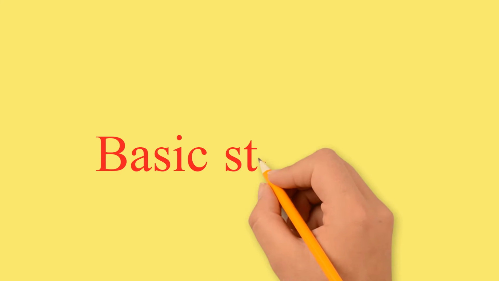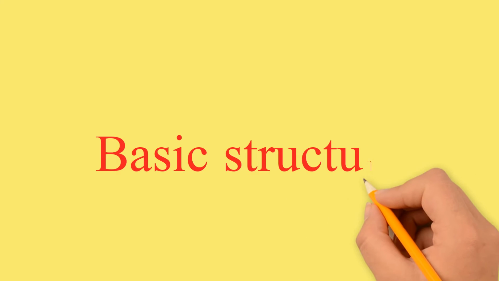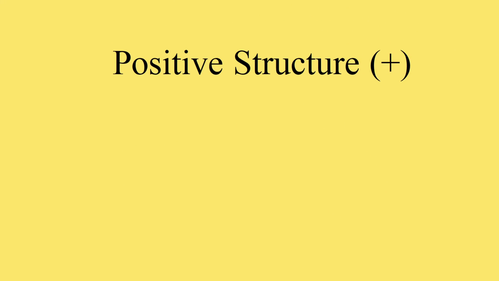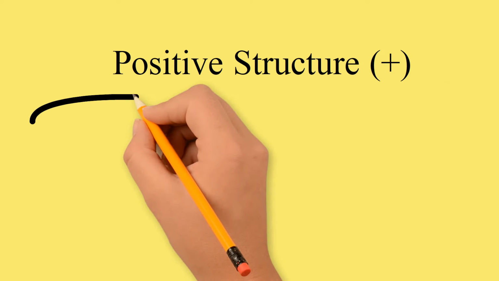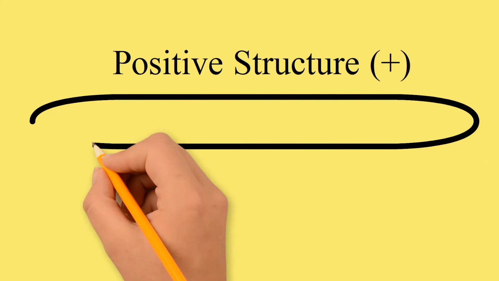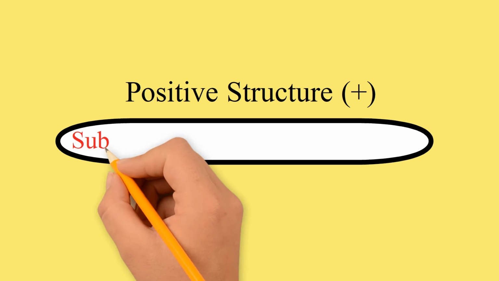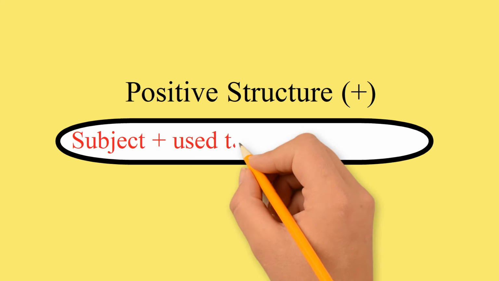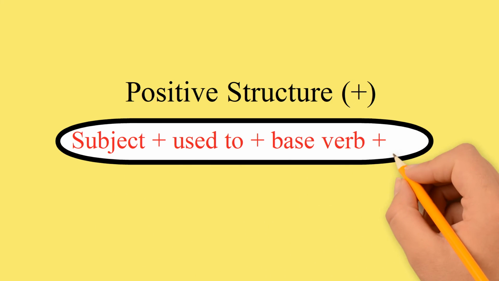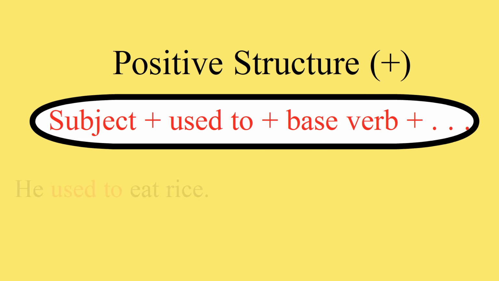Used to in the positive structure. Subject plus used to plus base verb. For examples, he used to eat rice. That means he ate rice repeatedly in the past, but does not eat it anymore.